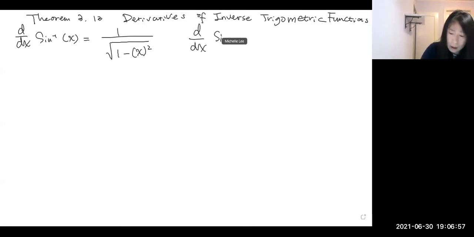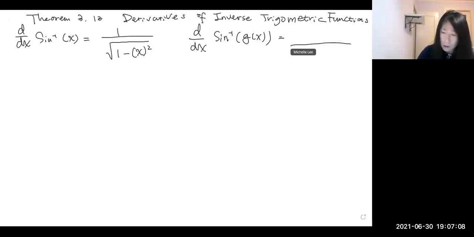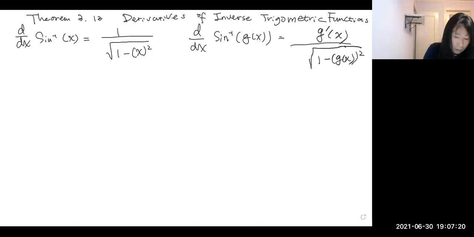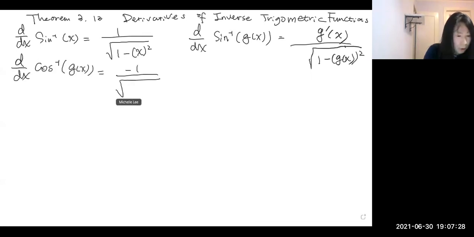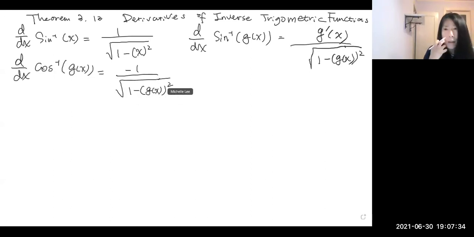So you said that you want g of x, right? Then I'm going to make it this way: 1 over the square root of 1 minus g of x squared, and then g prime of x. And the inverse of cosine of g of x gives negative 1 over the square root of 1 minus g of x squared, times g prime of x, right? So let me write it down.